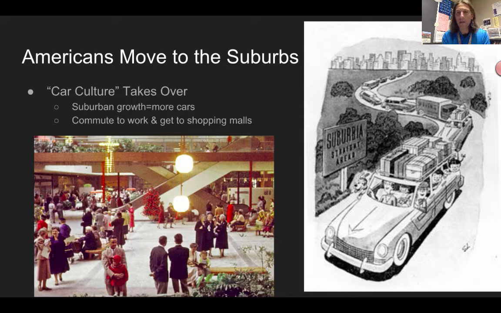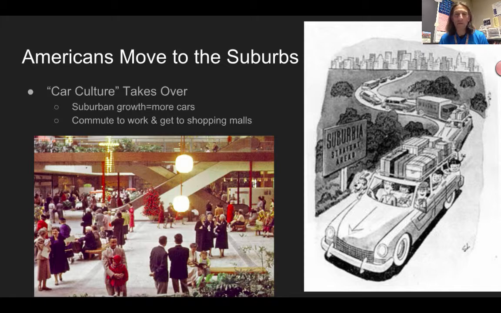Because of the suburbs, you're also going to see Americans buying more and more cars because they want to be able to commute to and from. But the other factor there too is with the interstate highway system, it's just easier to do. And it's going to lead to all kinds of other things. For example, the vacation industry, all that's going to pop up.